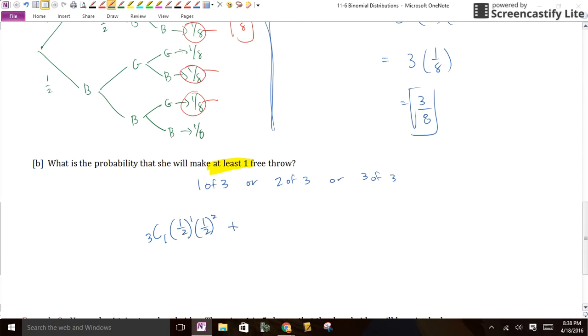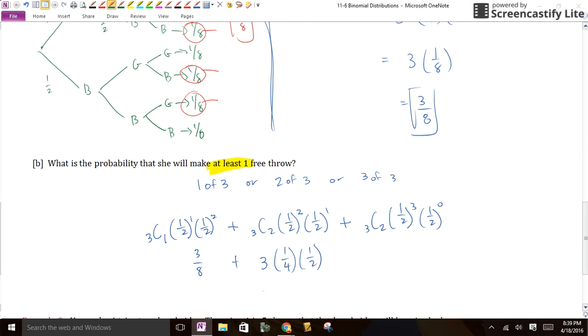Or it would be 3C2. This is her making 2 shots. The chance she makes it is a half, and she'd have to do that twice. She would miss half the time, and she would have to do that once. Plus 3C3, a half is that she makes it 3 times, and a half would be that she misses 0 times. And if you add up those probabilities, you should be golden. Like this was 3/8. Now, what is this? This is also going to be, now I have to do calculator, 3, and this is a fourth, and this is a half. So what is that? That also looks like 3/8. And then this last one is going to be 1.